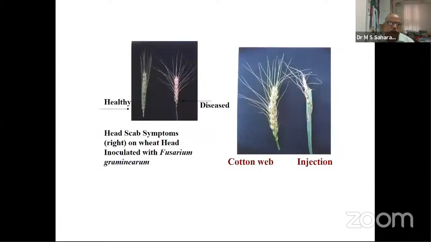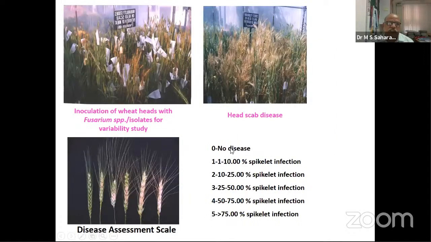Now we have developed the evaluation procedure, by injection or by the cotton wick technique. The cotton wick technique gives the better result, and this is what we are using. This is the assessment procedure in the polyhouse. We have evaluated more than 5,000 lines, and on that basis, the resistance is very low in Indian material.